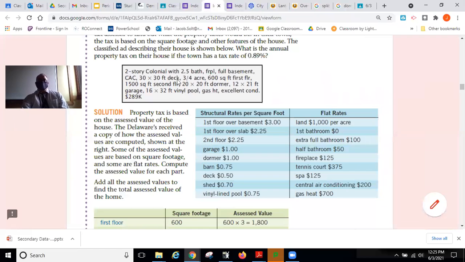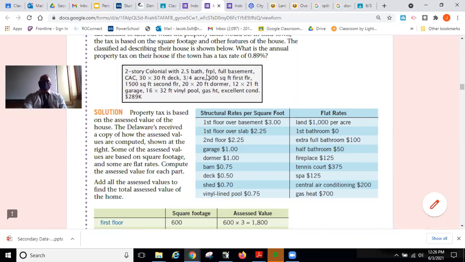So this is a 2-story colonial with 2.5 baths. What does 2.5 bath mean? A full bath is a toilet, a sink, and a tub or a shower. A half bath is a toilet and a sink. So this has 2.5 baths, meaning it has 2 bathrooms with the whole 9 yards, a toilet, sink, and a tub or shower, plus one half bath, which only has a toilet and a sink.